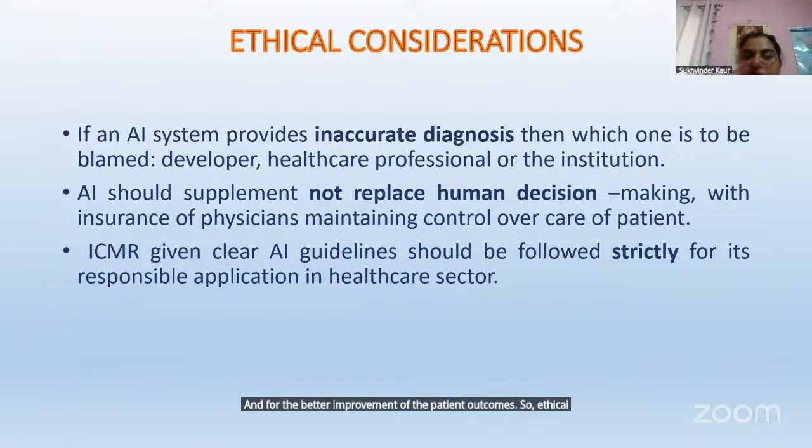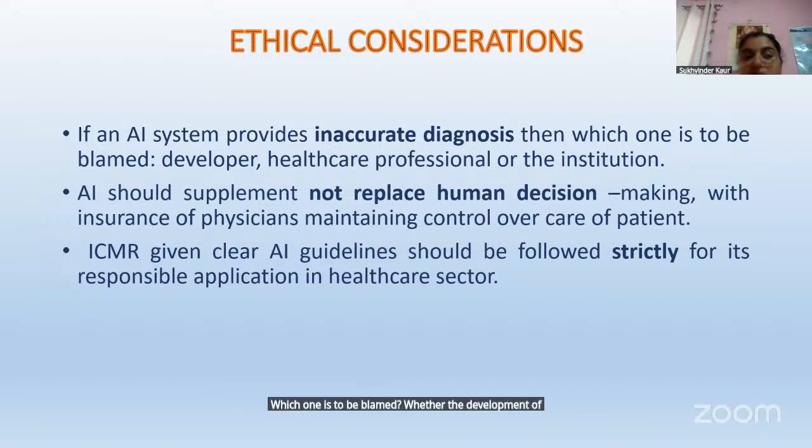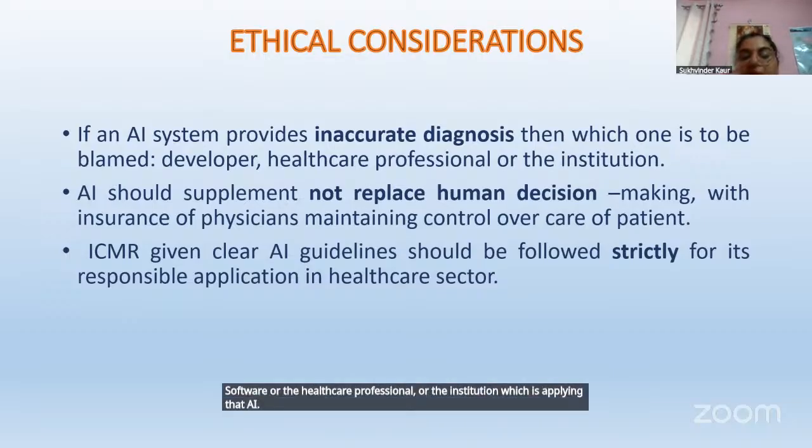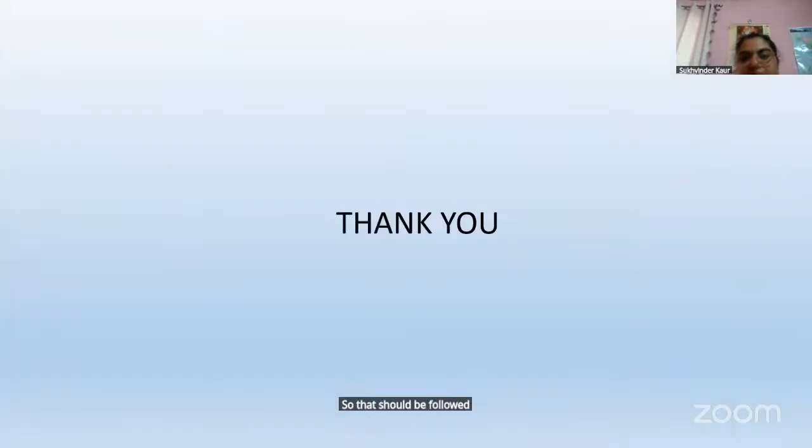So ethical considerations should also be there, because AI sometimes provides an inaccurate diagnosis, and in that case, who is to be blamed? The developer of the software, the healthcare professional, or the institution which is applying that AI. And the main thing is that it should supplement but not replace human decision, because ensuring the physician maintains control is important. Regarding this, the ICMR has given very good guidelines that should be followed strictly. In 2023, they were given. So that should be followed strictly. Thank you.